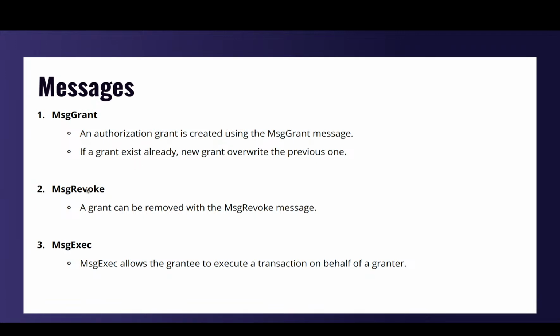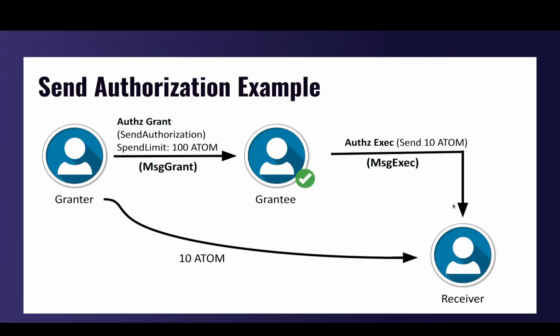That's MsgGrant. And MsgRevoke helps us revoke the Authz permission which was given to the other account. And MsgExec. Let's say we have granted the message send permission. The grantee has to utilize this message in order to do any transaction using this Authz permission. Whatever transaction needs to be done using Authz needs to be done using MsgExec.